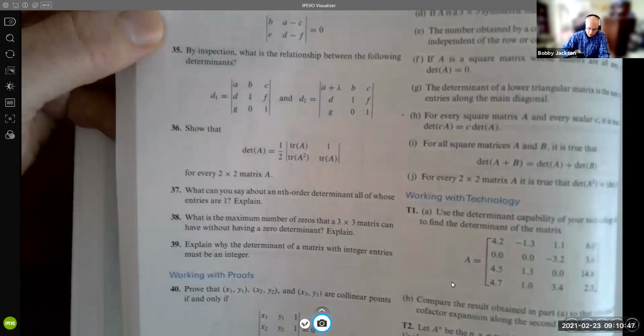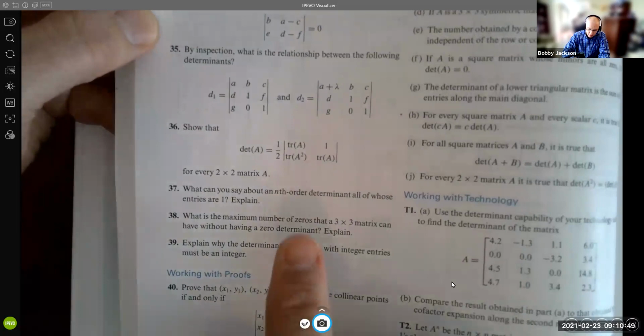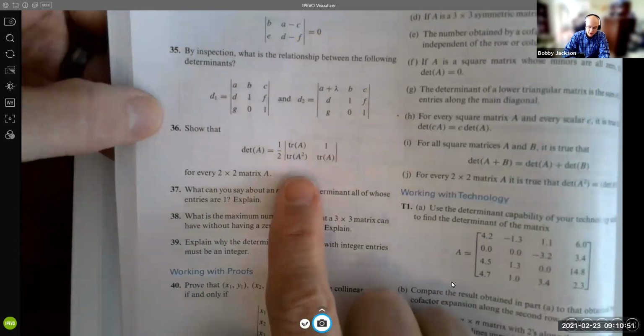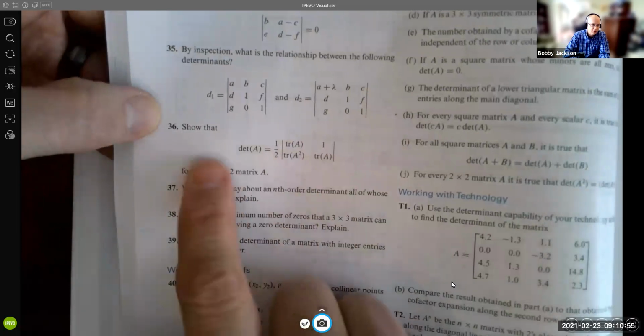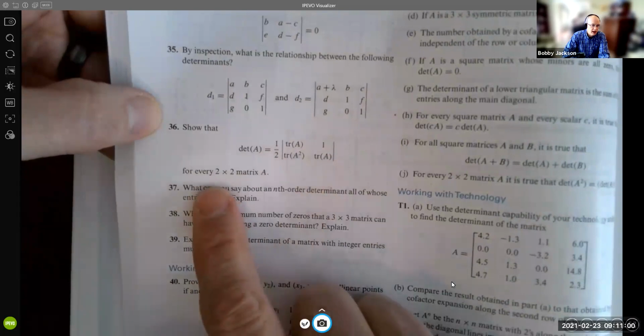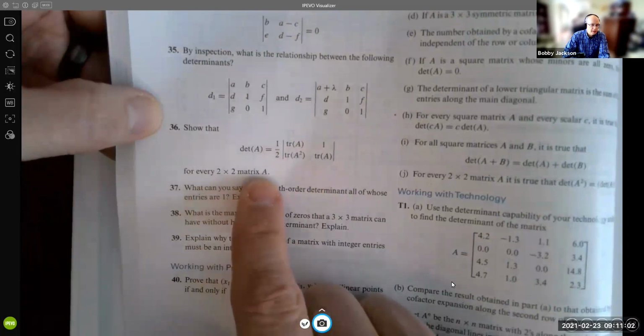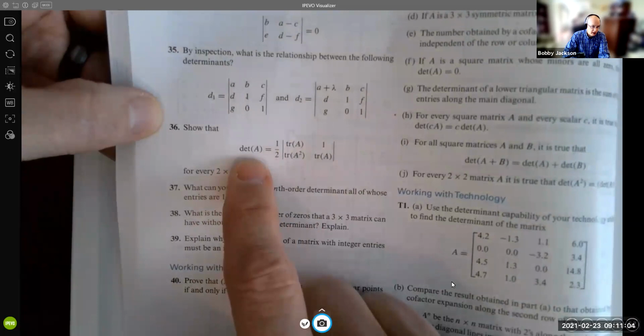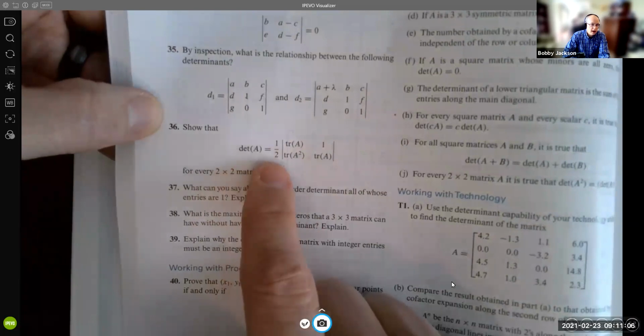Okay, so let's take a look at question number 36 here in section 2.1 on determinants. And this is a show that. So we want to show that this formula works for every 2 by 2 matrix A. The formula says that the determinant of A is equal to 1/2 times what?